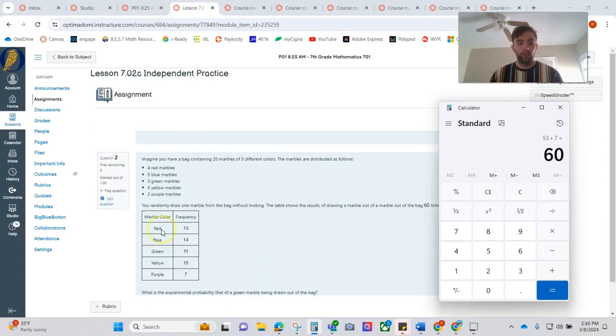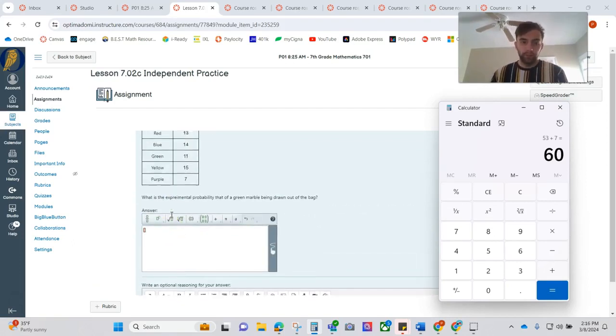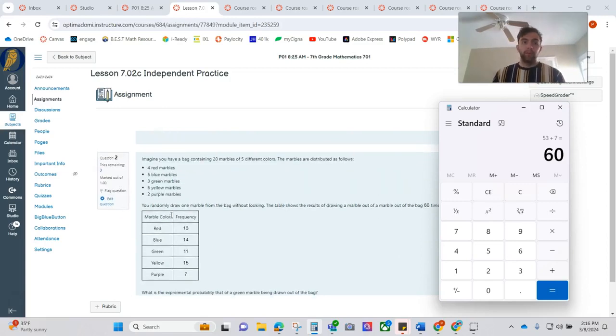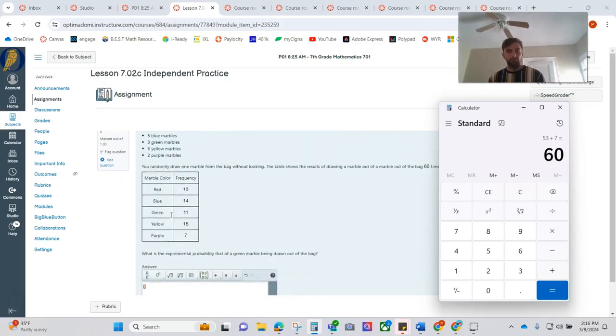It doesn't say to only use a fraction or decimal, so I'm going to put a percent here. Experimental probability is what happened in the past. Theoretical probability is what will happen in the future. What is the chance? What is the probability? What is the percent? What are the odds of you taking a green out?